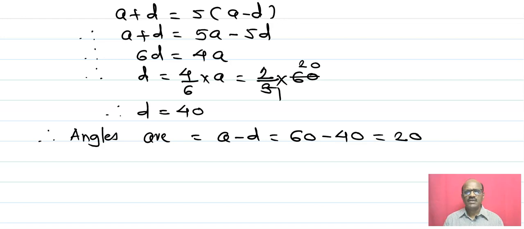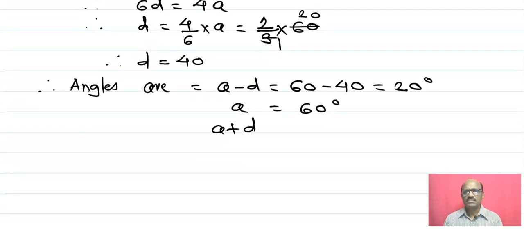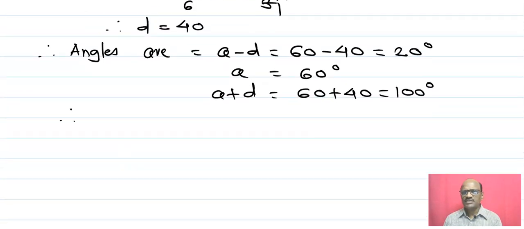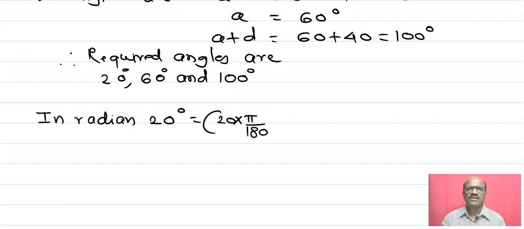The angles are A minus D. Therefore, the first angle, the value of A is 60, 60 minus 40, that is 20. The second angle is A, which is 60. And the third is A plus D, that is 60 plus 40, that is equal to 100. Now the required angles are 20, 60 and 100, and their sum is 180. Now convert this into radians.